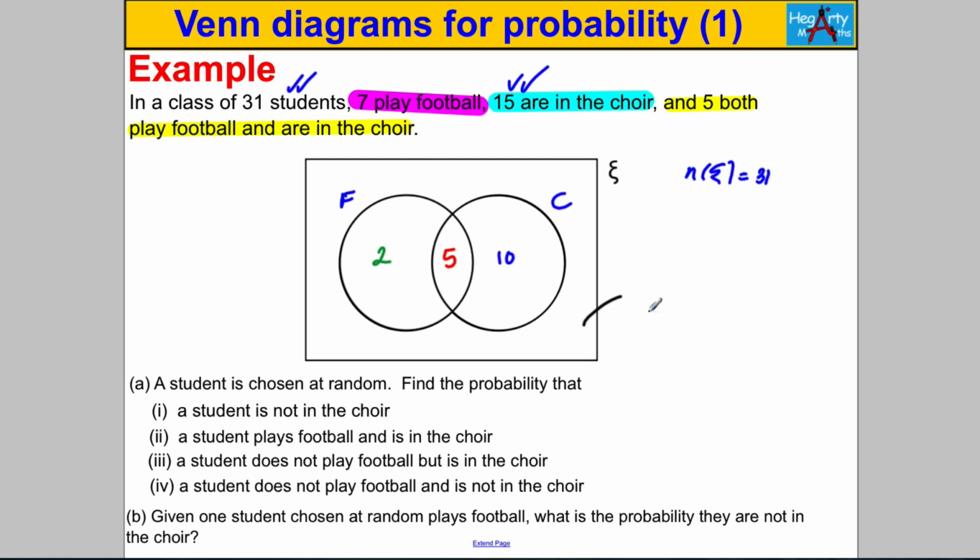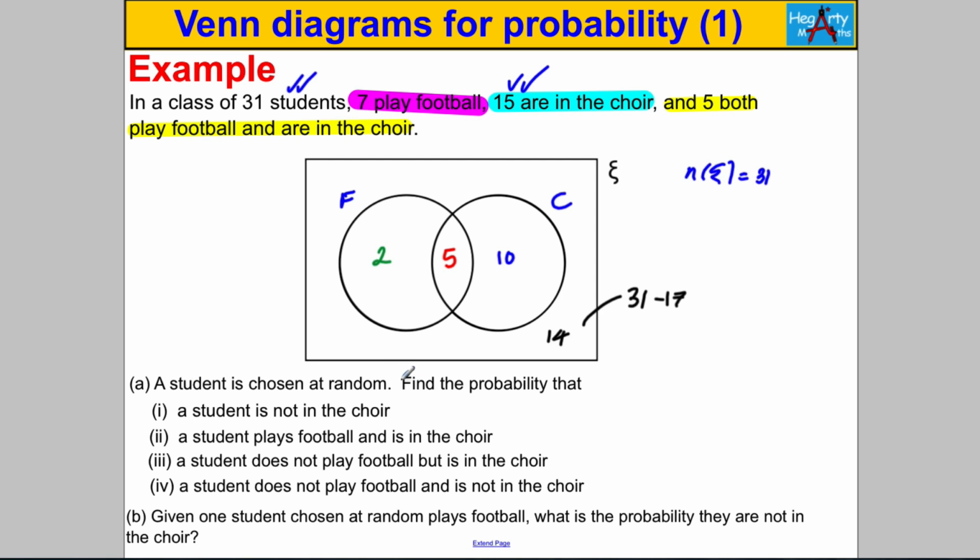Well, we know in total there are 31 students, and if we add these up, 2 add 5 is 7, add the 10 is 17. If we were to do 31 subtract the 17, which is 14, that must tell us that 14 students neither play football nor are in the choir. And that is our complete Venn diagram. Now any probability question we're asked should be relatively straightforward, so let's have a go.